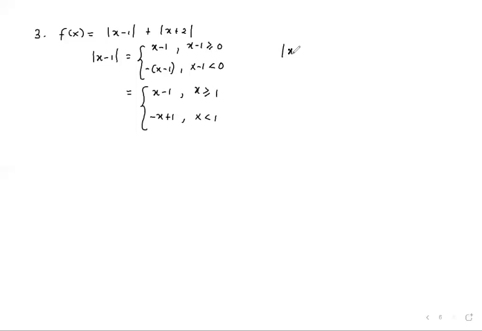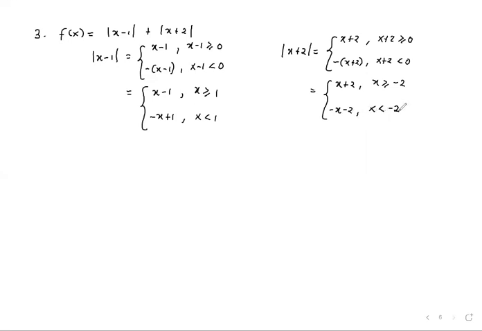We also get the modulus of x plus 2, have it redefined as x plus 2 if x plus 2 is greater or equal to 0, and negative x minus 2 if x plus 2 is less than 0. This means that it will be x plus 2 if x is greater or equal to negative 2. It will be negative x minus 2 if x is less than negative 2. So we have 2 numbers, 1 and negative 2. So we form a table for these 2 numbers.